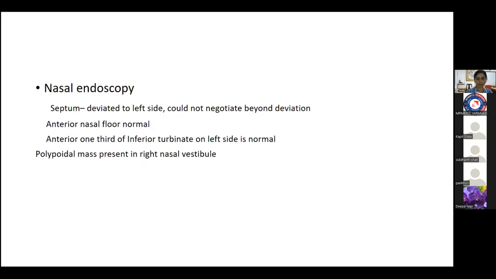What is polypoidal and what is non-polypoidal? Sir, polypoidal is when there are multiple lobulations, and non-polypoidal could be a single mass we can see. So this was a multi-lobulated looking mass.